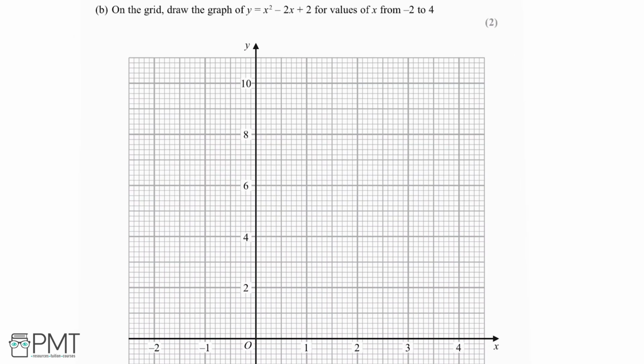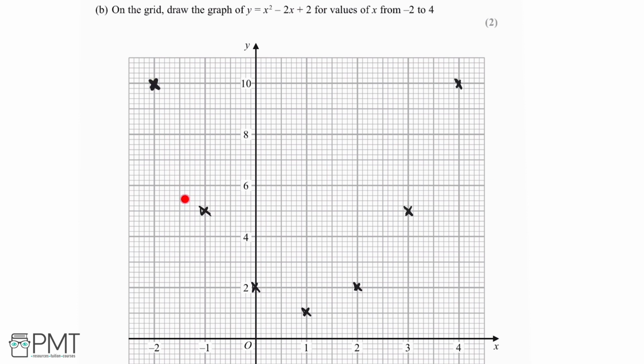So when x is minus 2, y is 10. The next one, x is minus 1, y is 5. So going along minus 1 here, all the way up to 5. X is 0, y is 2. Well, x is 1, y is 1. It's going to be 1 along here and up to 1 here. And x is 2, y is 2. So up here, x is 3, y is 5. And x is 4, y is 10.